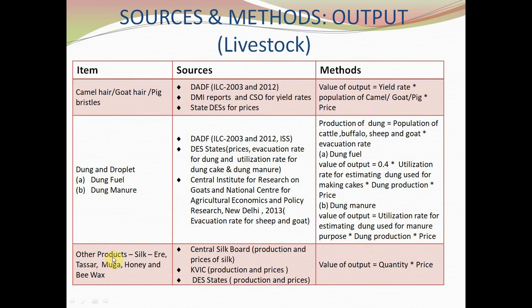In case of other products, which are silk, eri, tussar, muga, honey and beeswax, there are many sources, like Central Silk Board for production and prices of silk, KVIC providing production and pricing. DES states are also providing production and prices. Value of output is taken as total quantity of production into price.